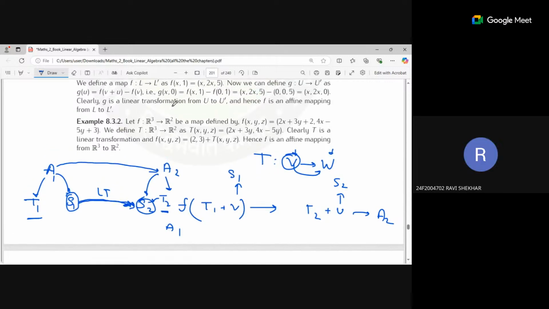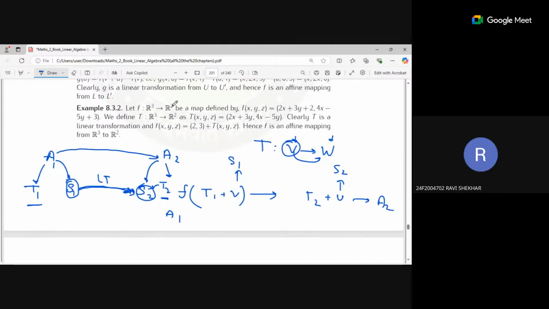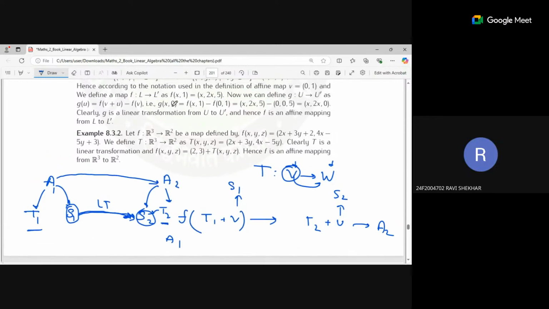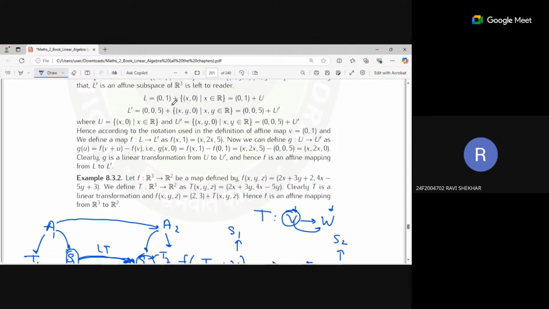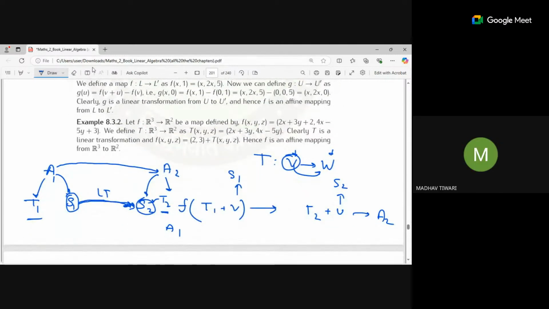Any other doubt? So we need to calculate the transformation matrix, or it will be given to us? I don't think it is needed here, from S1 to S2. It will be simple questions based on this. Okay, not that hard. So this is the part.